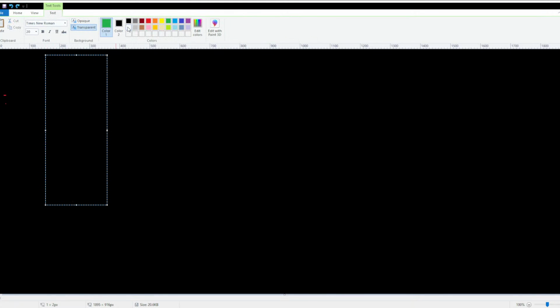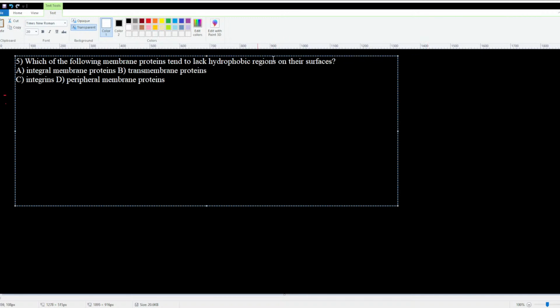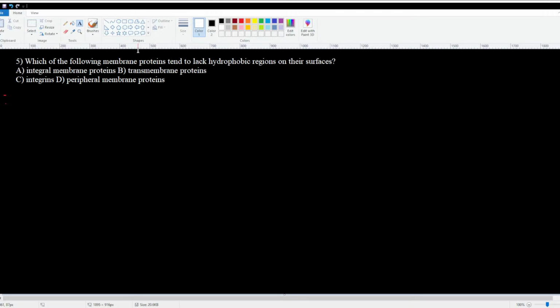Oh, whoops, sorry. So number 5 is asking, which of the following membrane proteins tend to lack hydrophobic regions on their surfaces? So, A, integral membrane proteins, B, transmembrane proteins, C, integrins, or D, peripheral membrane proteins.